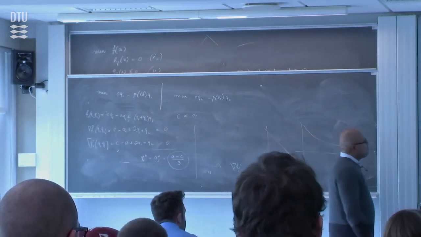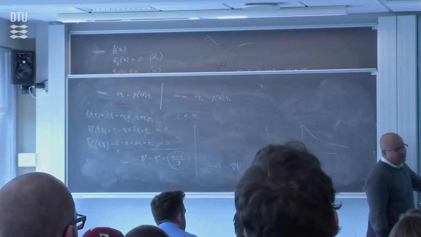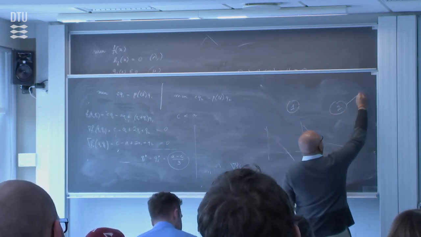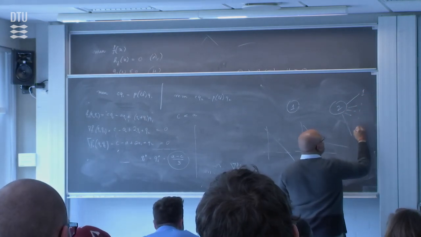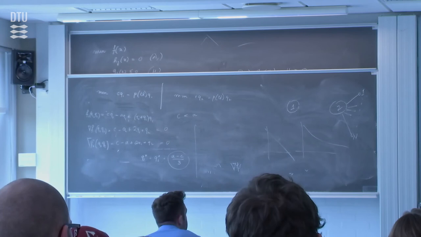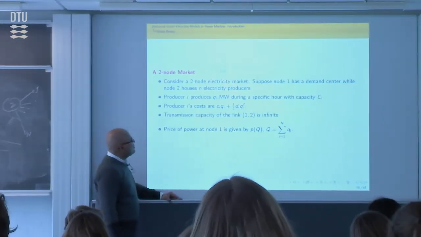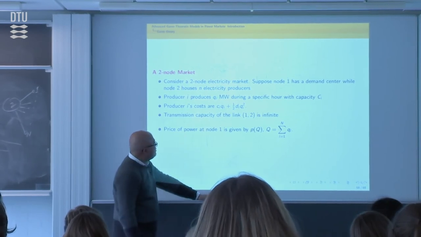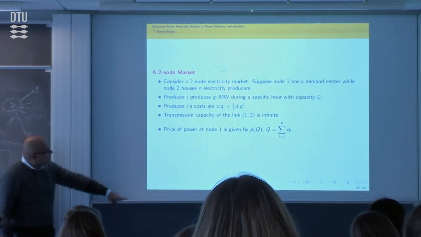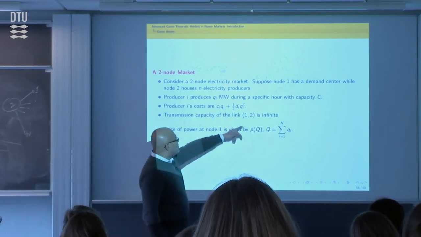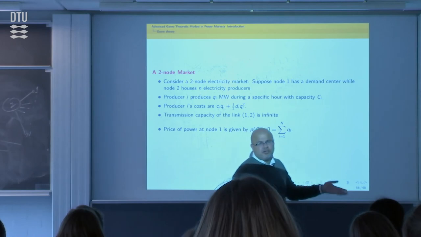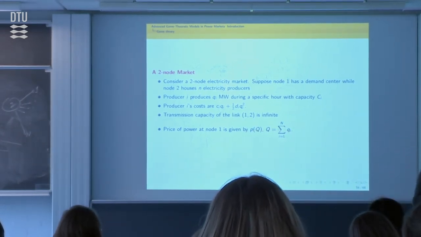So consider a two-node market. Suppose node 1 has a demand center, while node 2 houses n electricity producers. So essentially, you have a two-node market. This is the demand. This is node 2. And then you've got a bunch of producers, 1 to n. Producer i produces Qi megawatts during a specific hour with capacity Ci. And her cost function is given by this quadratic, Ci times Qi plus half Di Qi squared. So it's increasing convex as long as Di is positive. The transmission capacity on the link 1, 2 is infinite. And the price of power is given, again, by some P of Q. I haven't told you what P of Q is. I just told you that it's dependent on the aggregate production or sales at that point.